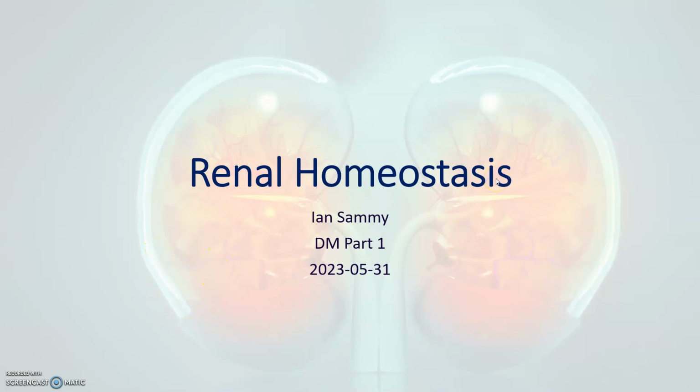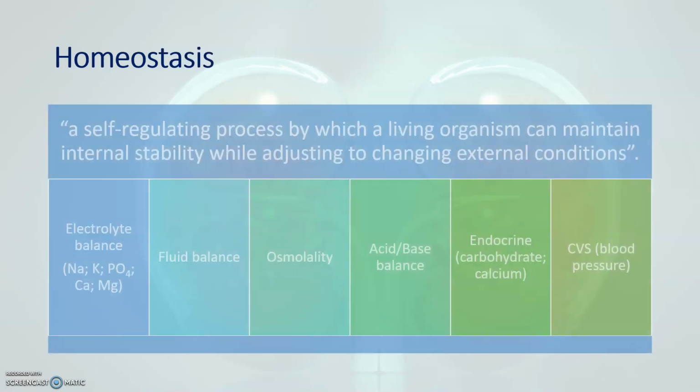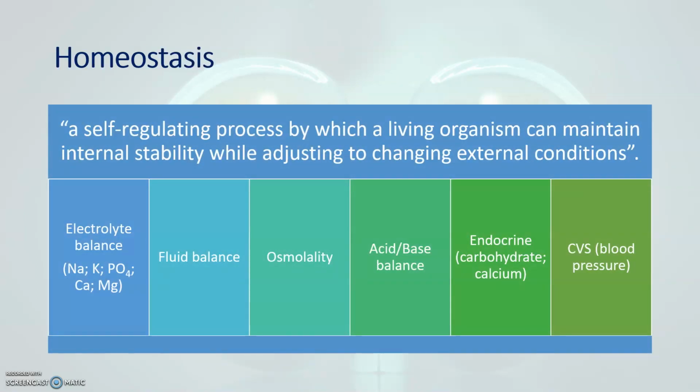The third talk in our four-part series on renal homeostasis will focus on acid-base homeostasis. Again, we will come back to this case at the end of the talk, just to see if we can tie things in to acid-base homeostasis. This reminds us of our definition of homeostasis and the homeostatic functions of the kidney. As we said, this talk focuses on acid-base balance.